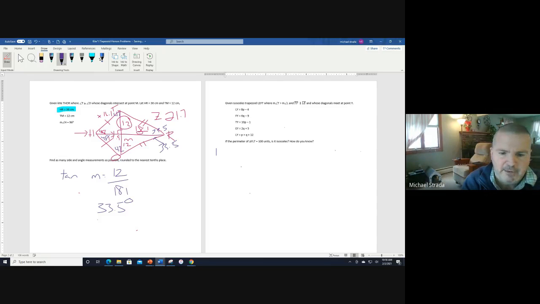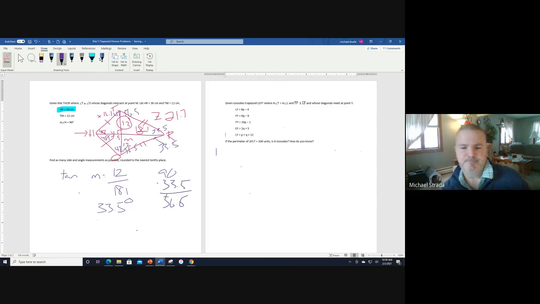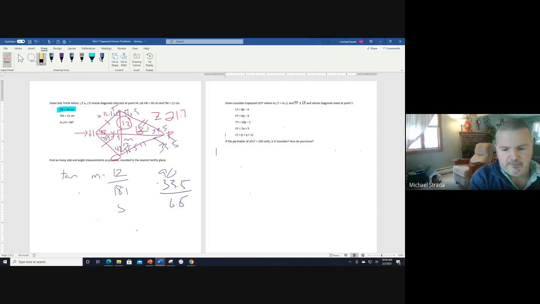And then recall that the angles on the outside are complementary. So I'm just going to do 90 minus 33.5, and I get 56.5. So those angles are both 56.5 degrees, using the fact the outside angles are complementary. So that takes care of all the sides and angles. Now last up is the isosceles trapezoid.